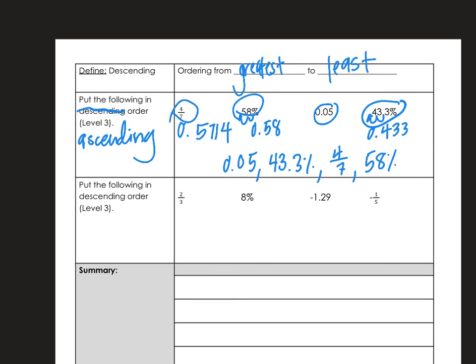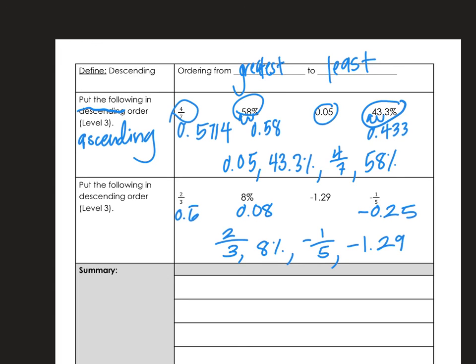All right, hopefully you tried to do it on your own. As your decimals, when you converted them so that you could compare, this is what you should have gotten. If we're going from greatest to least, then the greatest one is 2/3. Then 8%. And then we have our negative numbers. First negative 1/5, and then negative 1 and 29 hundredths. The bigger the number, if it's negative, then it's a smaller value.